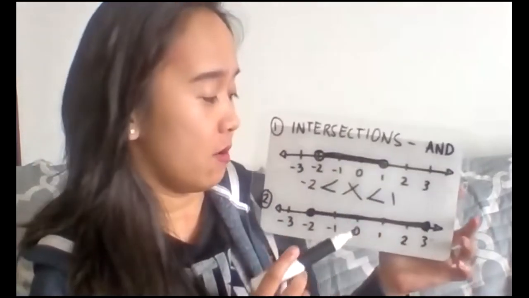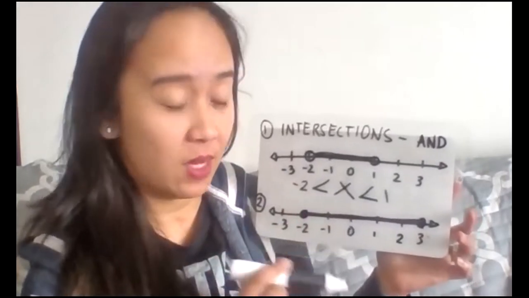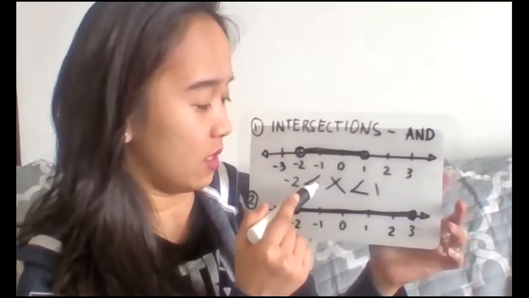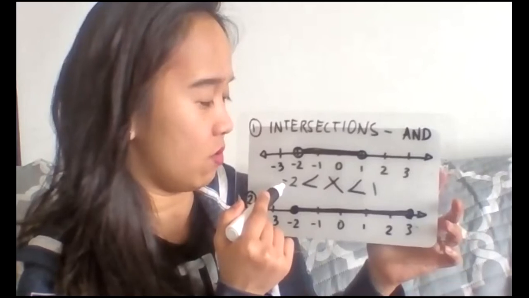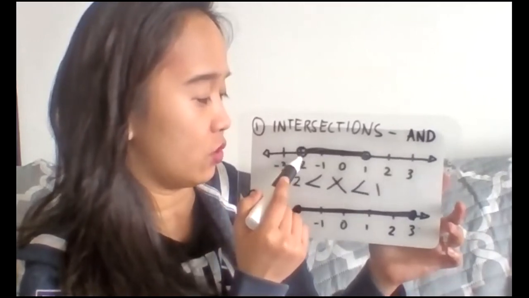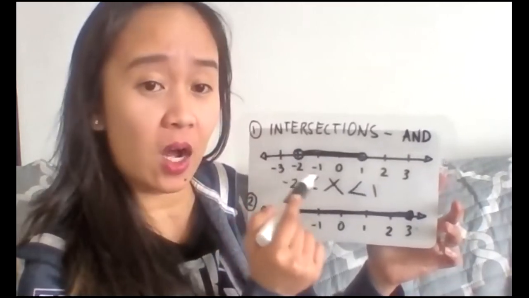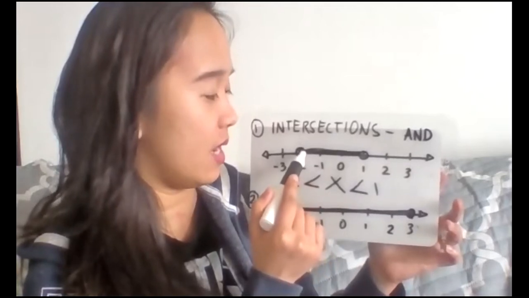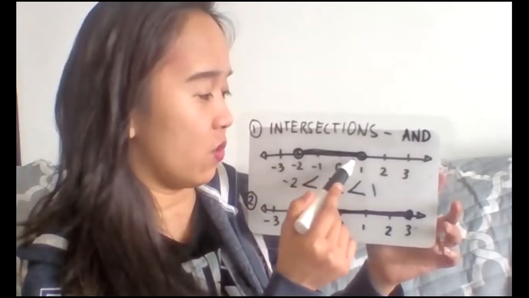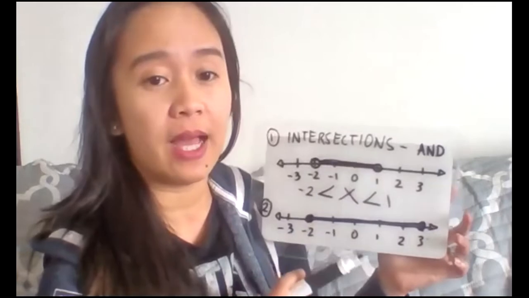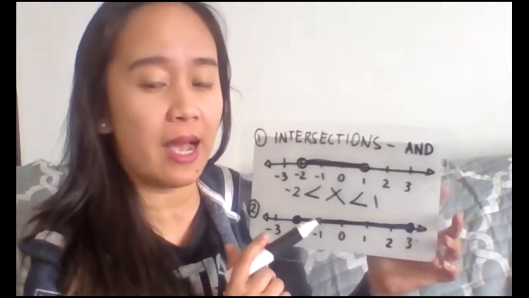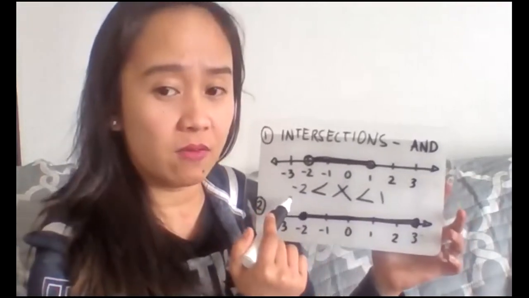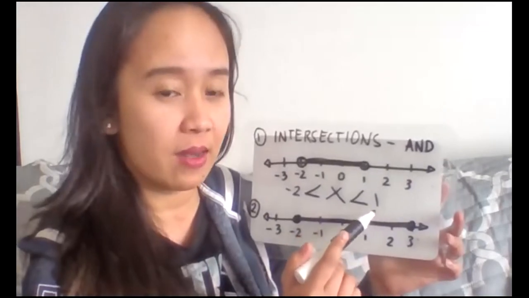Now, let's check if we got that right. So x is greater than -2. You have -2, that hollow point, then the shaded part is going to the right. So that should be greater than. When you read this one, you read it as x is greater than -2, but less than 1.